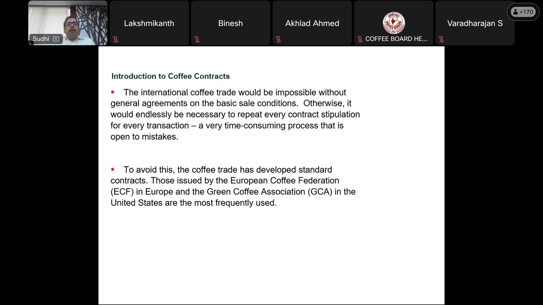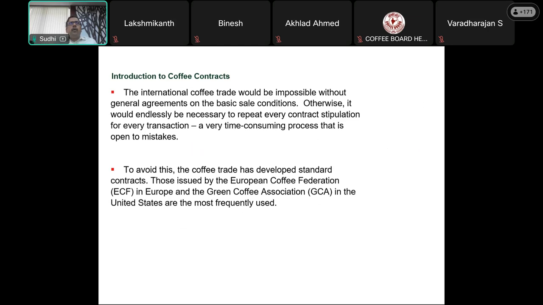So this is one of the reasons that all the coffee contracts are standardized. The coffee trade has developed a standard contract. The most frequently used are those issued by the European Coffee Federation in Europe and the Green Coffee Association in the United States. That means anybody at any origin who buys and sells coffee will always refer to the European Coffee Federation terms and conditions. These contracts are available on their website.